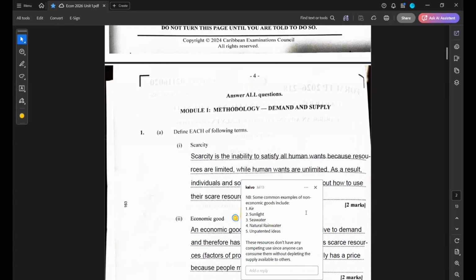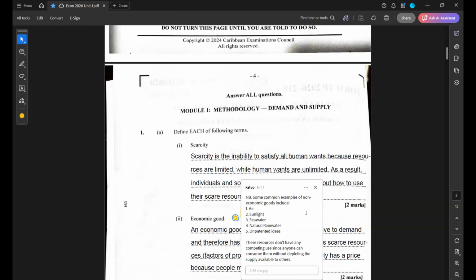Now, some common examples of non-economic goods include air, sunlight, seawater, natural rainwater, and unpatented ideas. Okay, these are ideas that are not the rightful ownership of any company or design, in a sense. So, for example, Apple may patent a specific design on their new iPhone, and they don't want their competitors to be copying these designs, so they patent it.